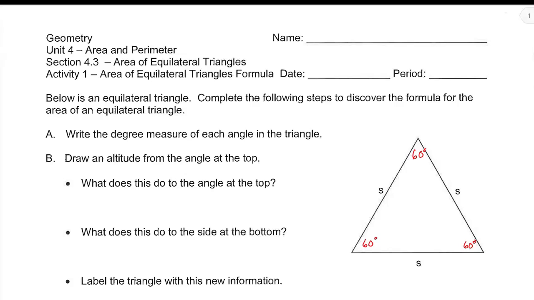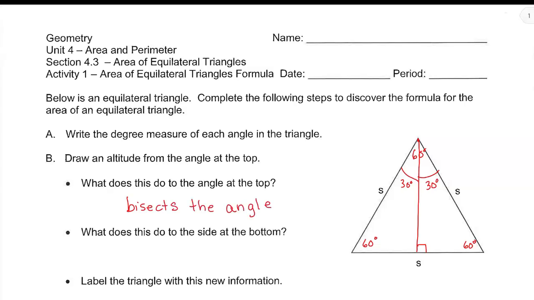I'm going to draw an altitude from the top. When I draw this altitude from the top, it's going to affect that angle at the top. It's going to bisect it. Instead of having a 60 there, I'm going to mark this as 30, and this will be 30. So it bisected the angle at the top. It is also perpendicular to the bottom. So notice how we have two 30, 60, 90 triangles now.